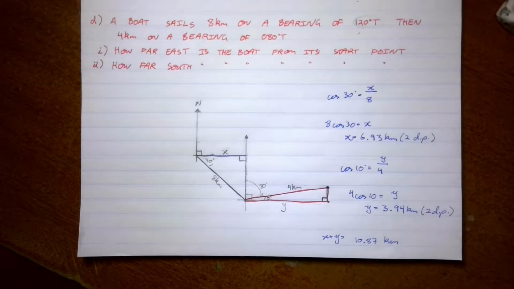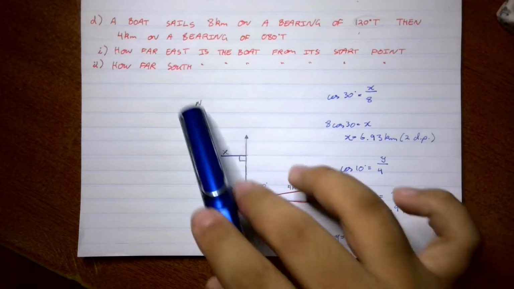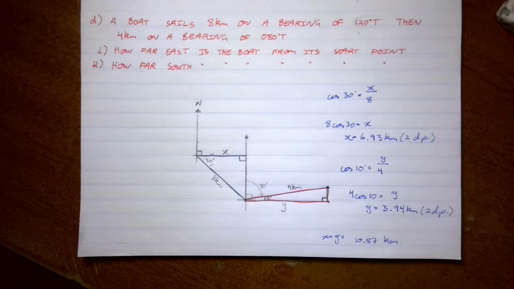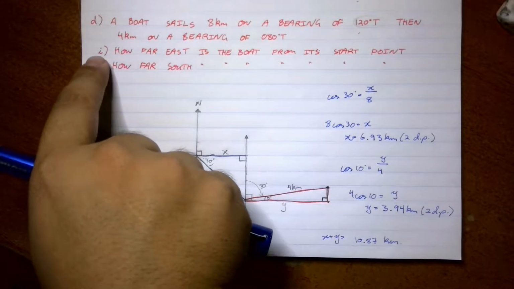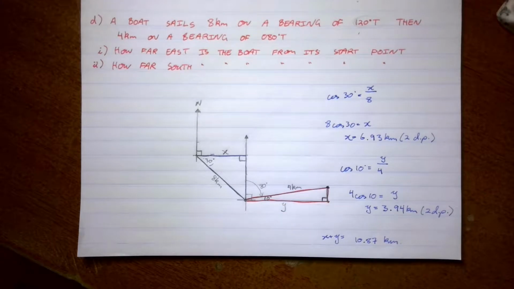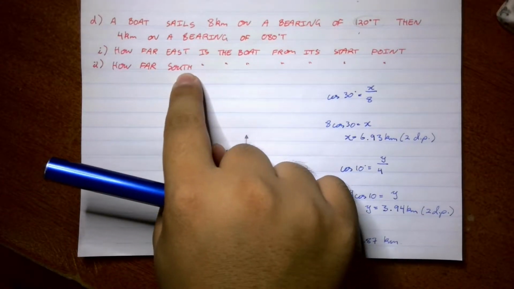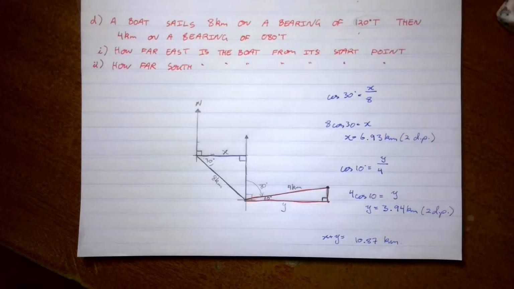Hello class, this is the last question on the last example on trigonometry with true bearings. In the last video we saw how to draw what we see here, and I also answered how far east the boat is from the start point. This last question is asking us how far south the boat is from its start point.